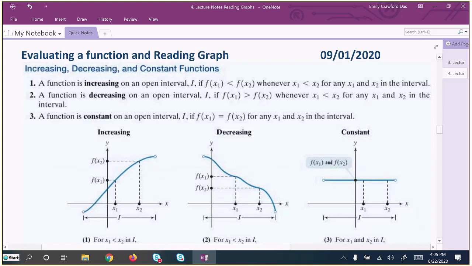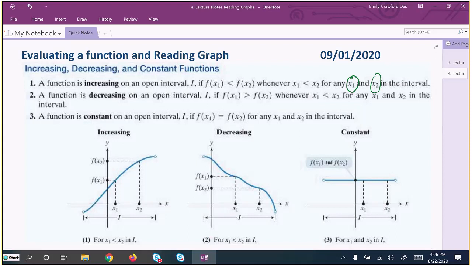So this blurb here tells us that a function is increasing on an interval. We know what an interval is, and we know an open interval means that we're not including the left endpoint and we're not including the right endpoint, but we're including everything in between. So it's increasing on an interval if whenever we take x1 and x2 in the interval, with x1 the smaller one and x2 the bigger one, then the function evaluated at x1 is also smaller than the function evaluated at x2.